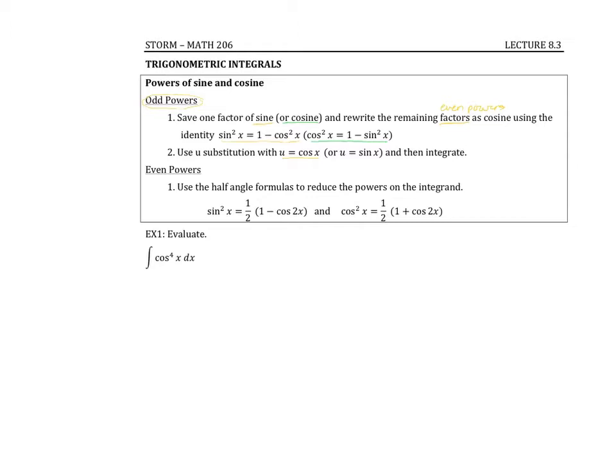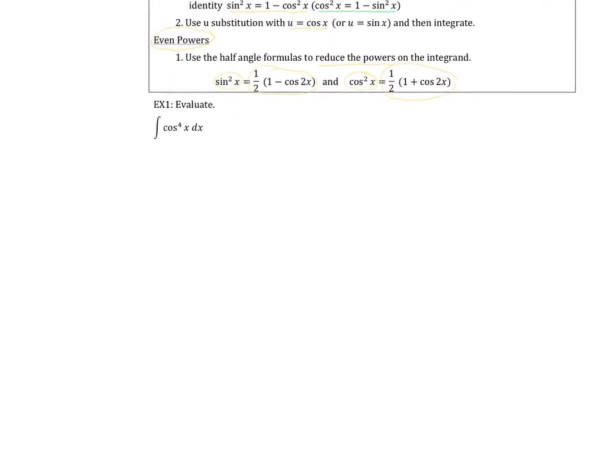Okay. If you have even powers of sine or cosine, then you're going to use the half angle formulas, also called the reducing power formula, to replace all the even powers of sine squared with 1/2 (1 minus cosine of 2x). Or if you have even powers of cosine squared, you're going to replace each of those with 1/2 (1 plus cosine of 2x). So let's just go ahead and look at example 1.